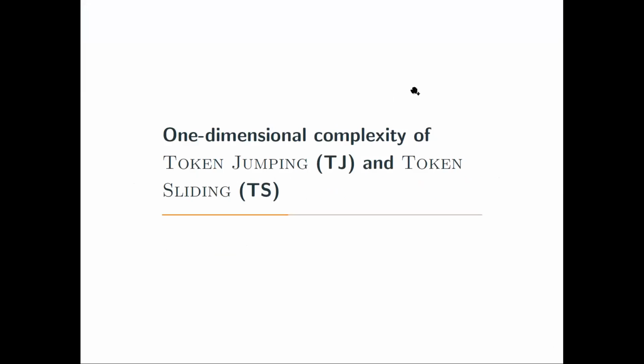All right, so I'll take a break here and take questions if there are any, and then we will dive into the token jumping and token sliding problems, what we know about them in terms of classical complexity, and what was basically the starting point for the project that led us to this paper. Any questions at this point?